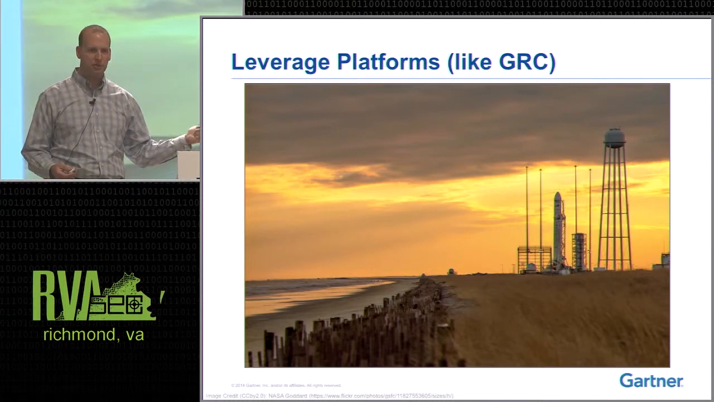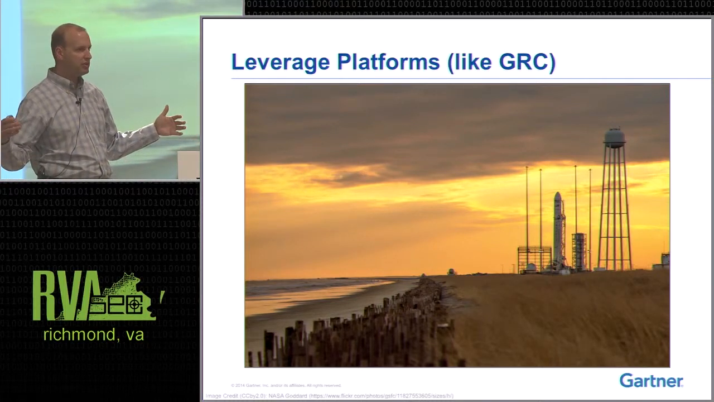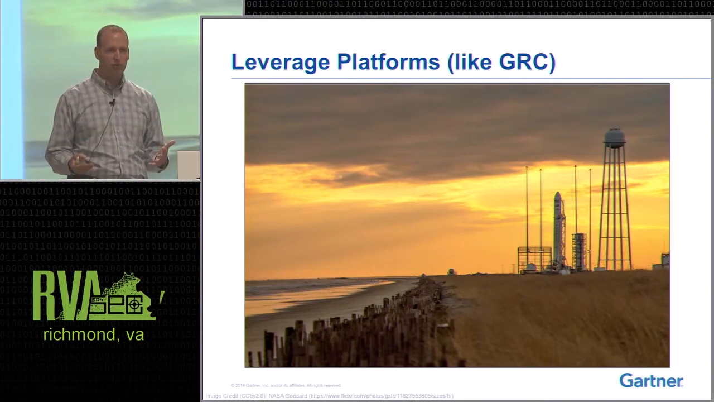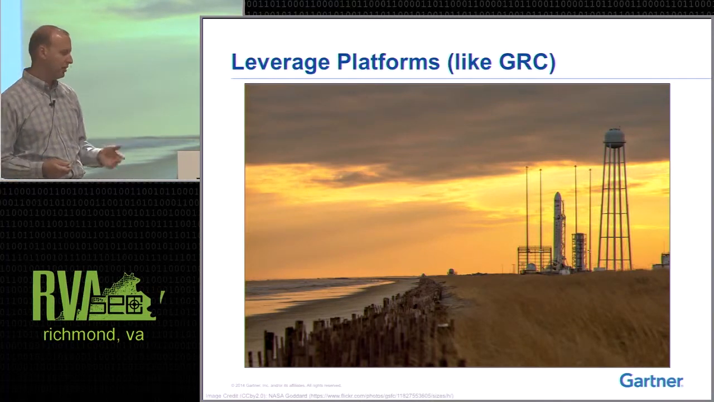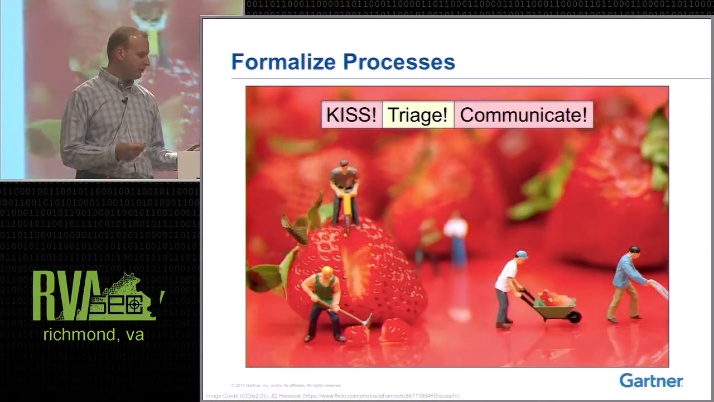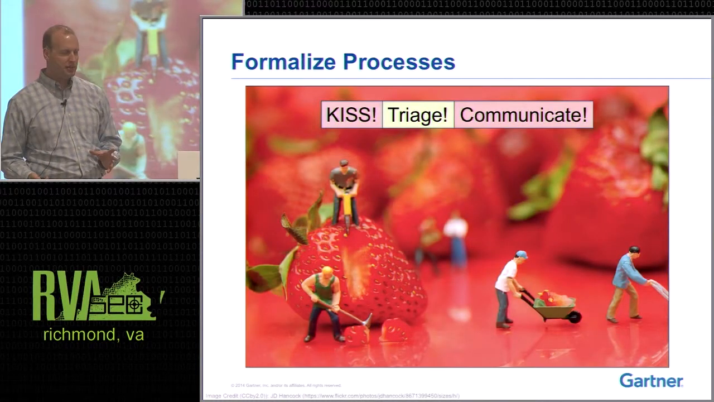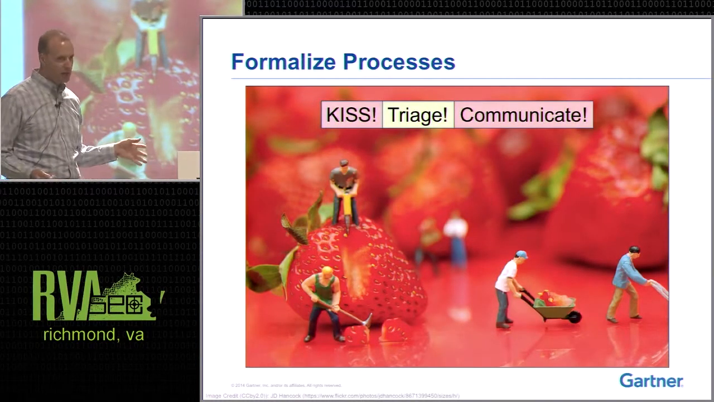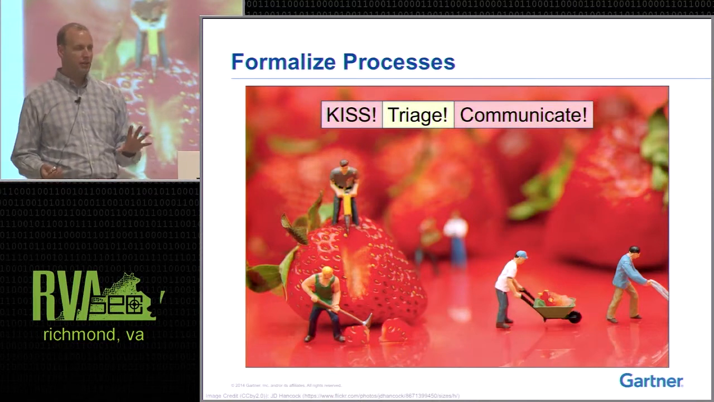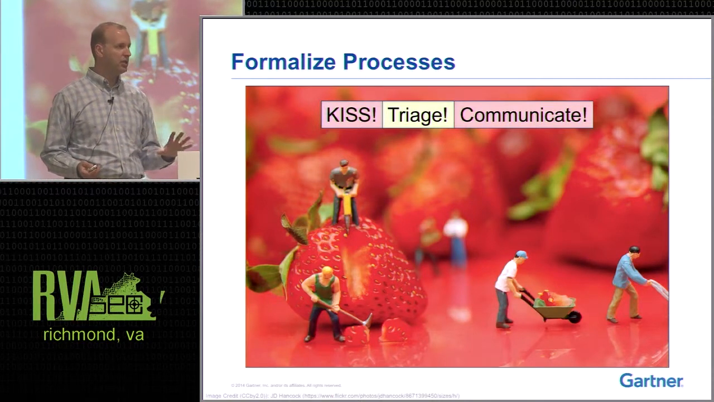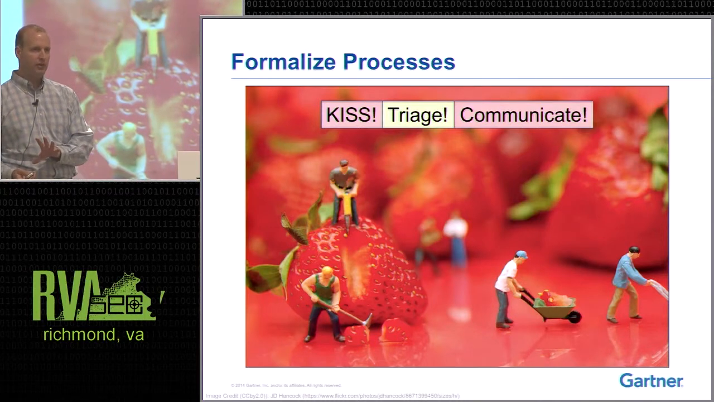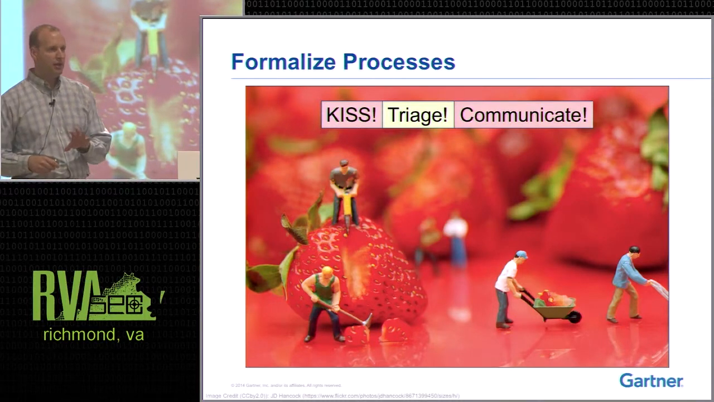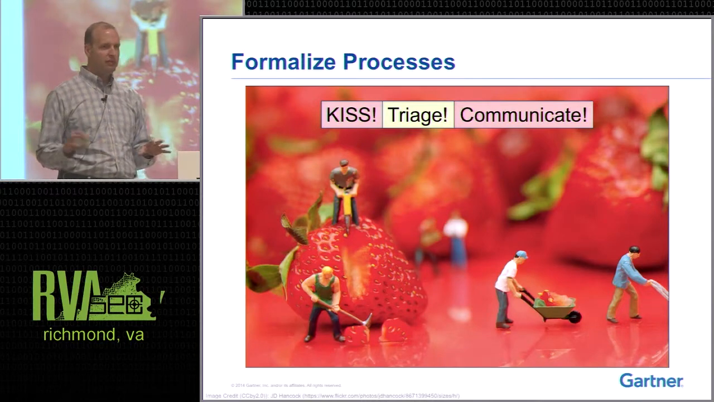GRC provides an interesting platform and very useful for aggregating a lot of data, doing dashboard reporting, doing normalization if you have multiple vuln scanners coming in. Things like that can be very useful. Again, formalize processes, keep it simple, triage, communicate. Now that last one I think is very important. I haven't really mentioned that much at all. Communication is very, very important. Okay, I think that was enough, if you get the point, right?